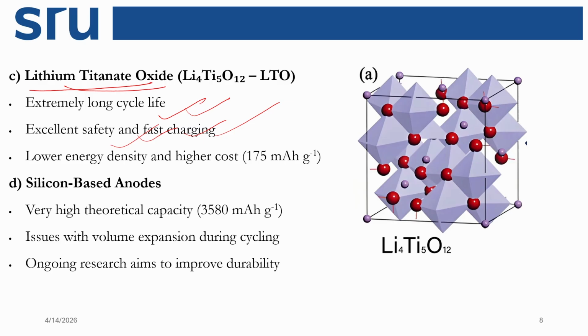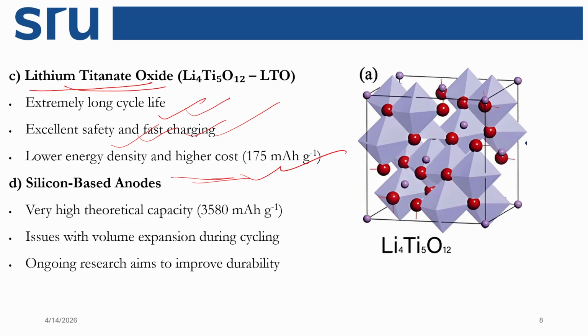So you can charge and discharge the battery using this material very fast. But the problem here is that its energy density is very low. It has a capacity of 175 milliampere hour per gram. So the energy density of this material is low. This is one disadvantage of this compound.